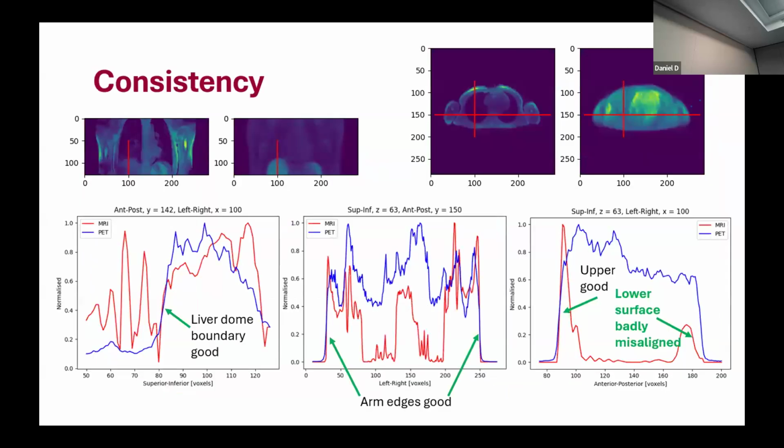Okay, so just a couple of things on consistency. It's possible to put the MRI in the PET space, and that works okay. There are various cuts through the data here, and it's marginally odd because the liver dome comes out perfect, the edges of the arms come out perfect, the top surface of the patient comes out perfect, but then the lower surface is off by a bit. I'm not quite sure what's going on here, but I need to work on that a bit.